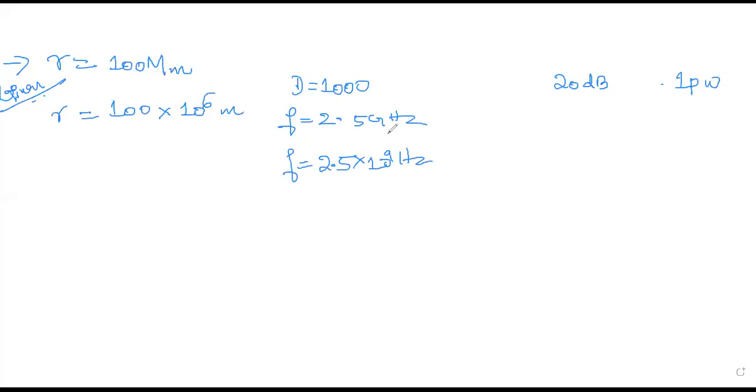Two spacecrafts A and B are separated by 10 megameter. Each has an antenna with D equal to 1000 operating at 2.5 gigahertz. If craft A receiver requires 20 dB over 1 picowatt, what transmitted power is required on craft B to achieve this signal level? So you have to find out transmitted power. You have R, D. Which formula do you need to use?